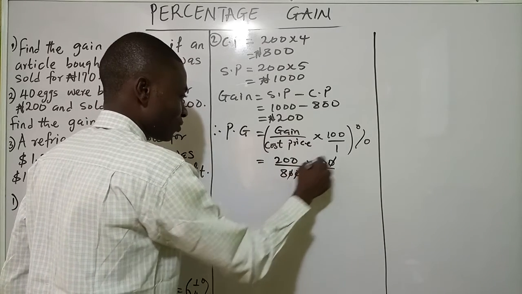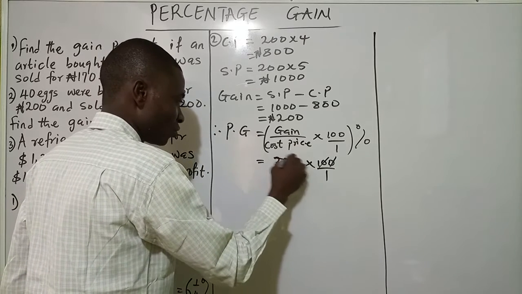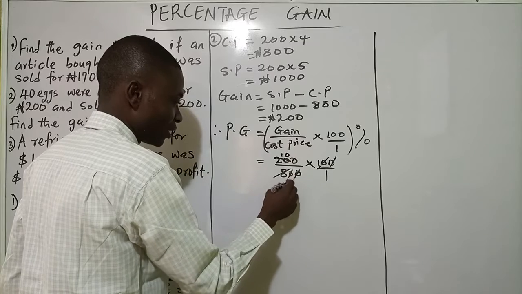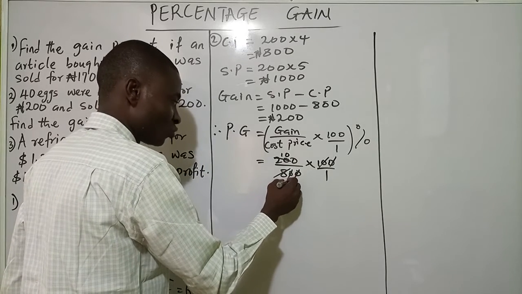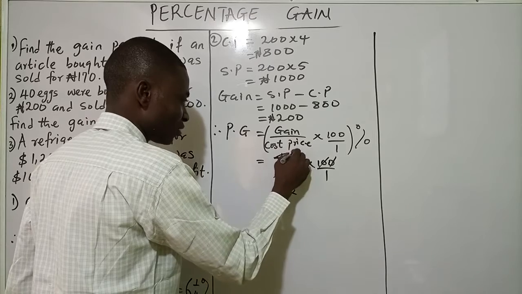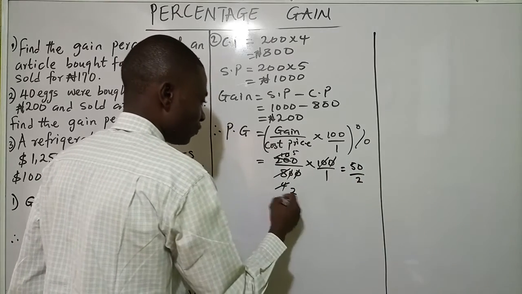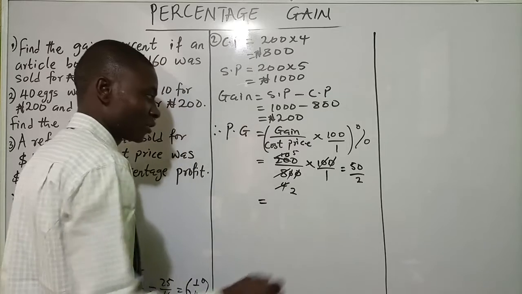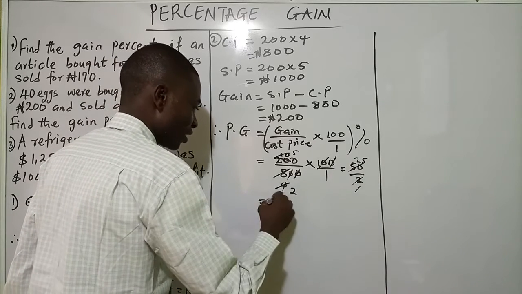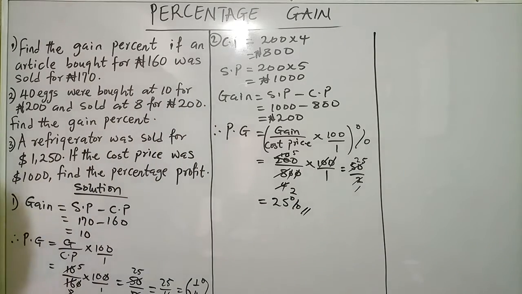0 cancels 0, 0 cancels 0. 2 here is, 2 into 4 is... 2 here, 2 into 10 is... Okay, that is 100. So we can use 2 again. Let's use 2 so that we understand what you are doing. 2 here is 2. 2 in 10 is 5, giving us 50 over 2. 50 over 2 is equal to... 2 here is 1. 2 in 50 is 25, giving us 25%. And that is the answer to number 2.